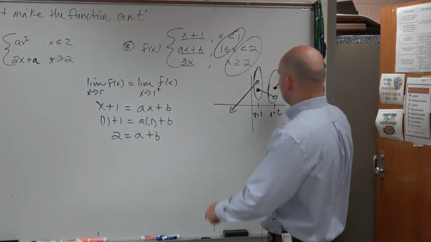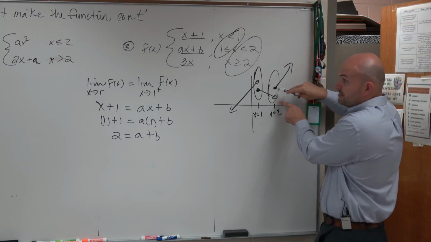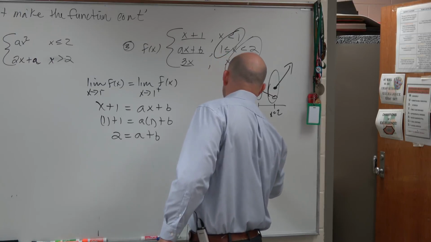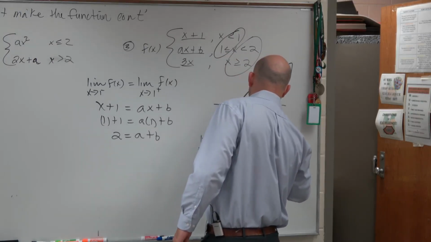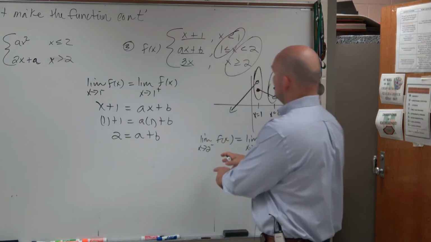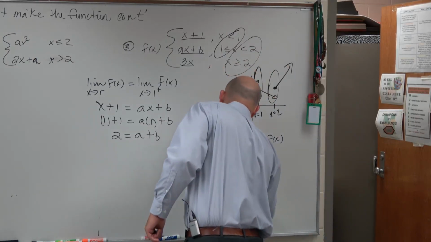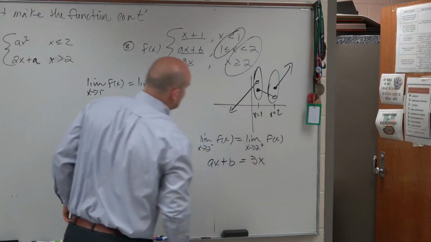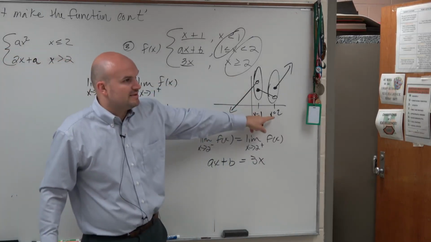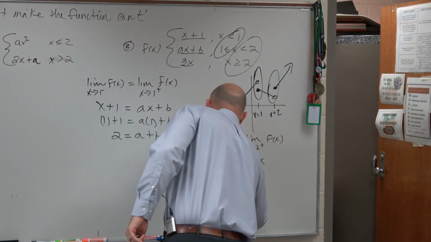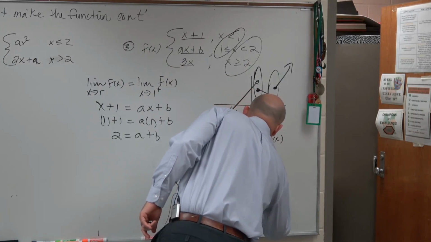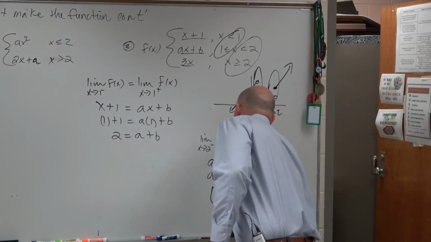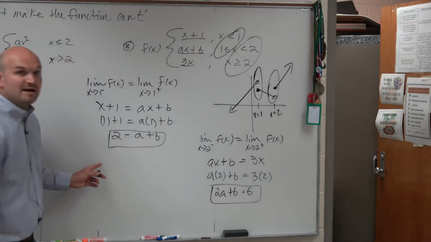For the next equation, we want to make sure the left and right-hand limits at 2 are the same. So again, the limit as x approaches 2 from the left of f of x equals the limit as x approaches 2 from the right of f of x. The left-hand limit is ax plus b. And the right-hand limit is 3x. Then I plug in 2, the value where I'm trying to make them connect. So it's a times 2 plus b equals 3 times 2, which is 2a plus b equals 6. So there's one equation, and there's my other equation.